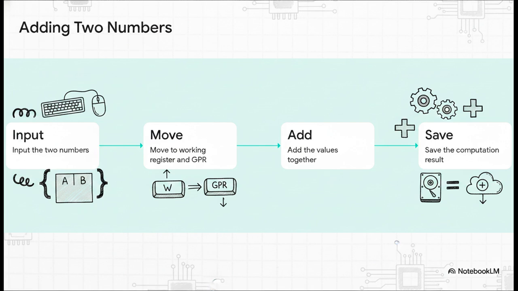Take this sequence for adding two numbers in a PIC microcontroller. First, input the numbers. Second, move the first number to a working register and the second to a general-purpose register. Next, add them together, and finally save the result. See? It perfectly outlines the logic before we even touch real C syntax.